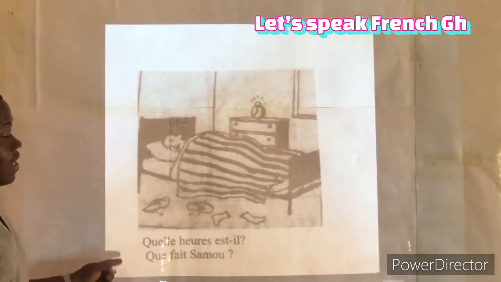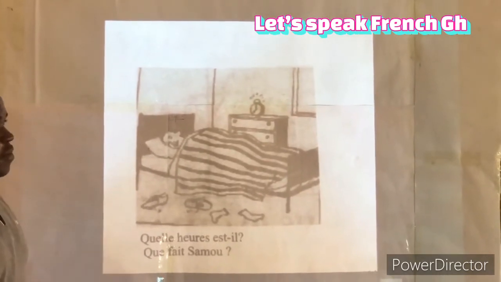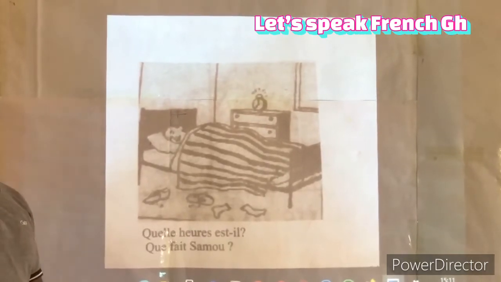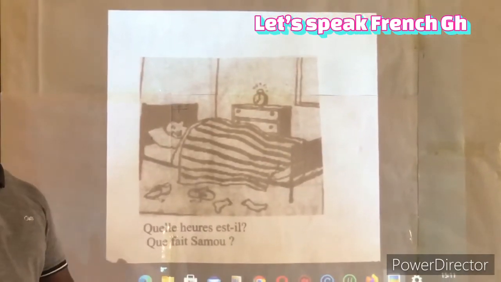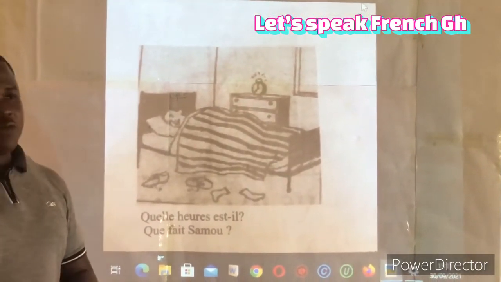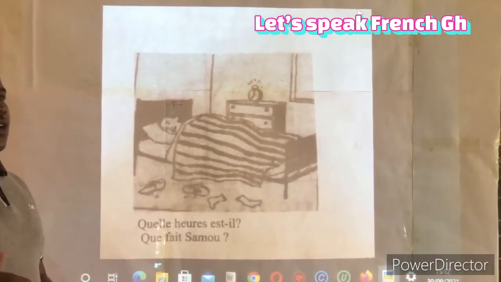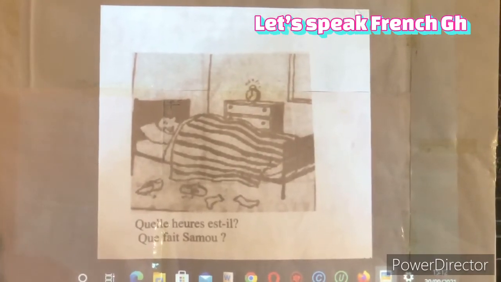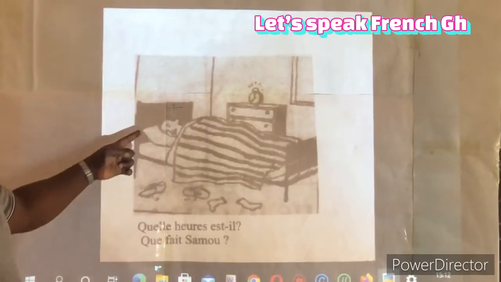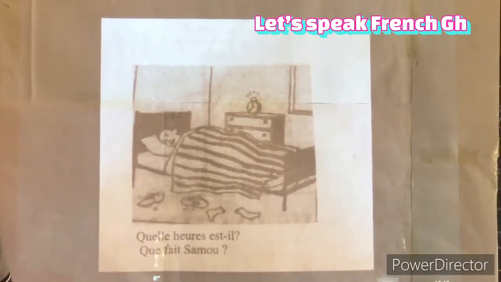So there are two questions that are supposed to guide us in describing what you have in the picture. The first question is, quelle heure est-il? You remember in one of our previous lessons, we learned how to tell the time in French. If you have not watched that lesson, I'm going to put it in the description so you can click on it and watch how to tell time, or in case you've forgotten how to tell time. We are supposed to tell the time in the picture, and also tell what the person in the picture is doing.